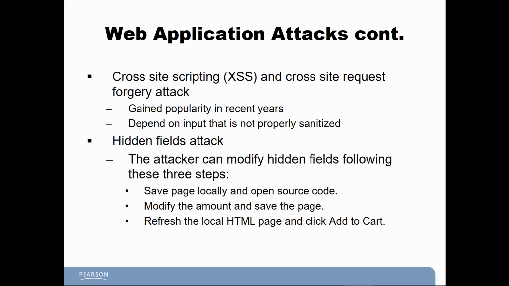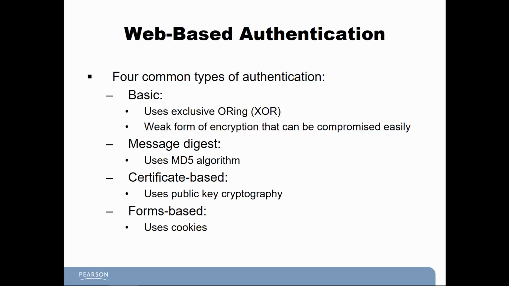So let's move on to web-based authentication. Common types of authentication. If we're using a basic form, we could be using something like exclusive ORing, or XOR. This is weak encryption, very easy to compromise, but it's something. We could do a message digest like an MD5 algorithm hash, certificate-based, or even user or form-based authentication in the form of cookies. Those are all very common forms of web-based authentication.